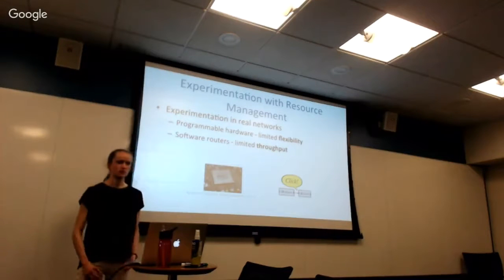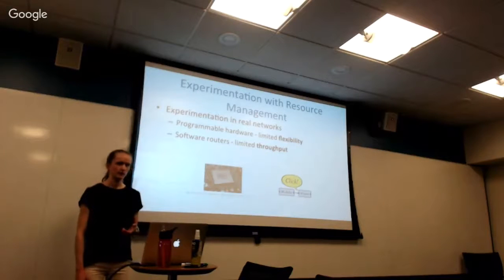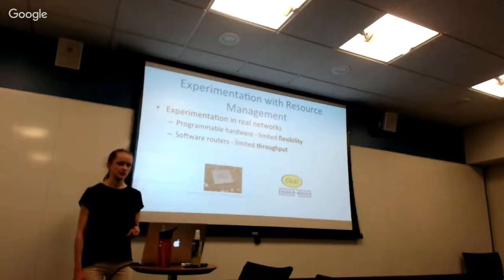Other researchers have used software routers, such as Click, to experiment with new resource management schemes, replacing each hardware router in the network with a server, and implementing their schemes in software there. However, to date, software routers have provided limited throughput of only a few dozen gigabits per second, restricting experiments to only a few servers.